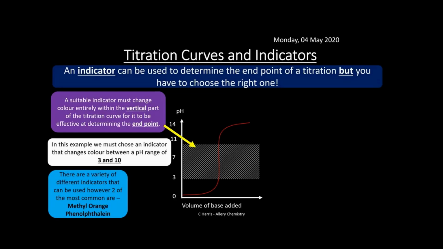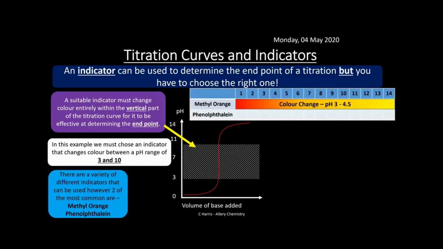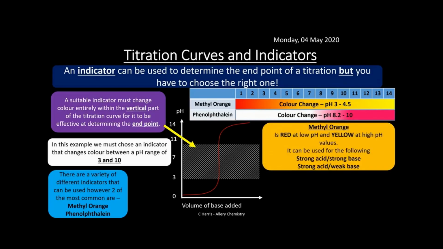So try and say that one quick. Phenolphthalein. So you can see here the colour change for methyl orange is somewhere between pH 3 and pH 4.5, which fits perfectly within our range here. Phenolphthalein changes between 8.2 and 10. So that one changes as well. So we can use either of those indicators within this titration. And so what you can see is a colour change that's happening between them.